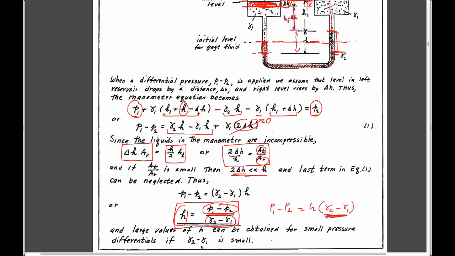So, oh, I guess that's not right, is it? As if these are submerged. That's right. So if this is small, so if the density change is small, then a small value of this will give a large value of this, even if this is relatively small.